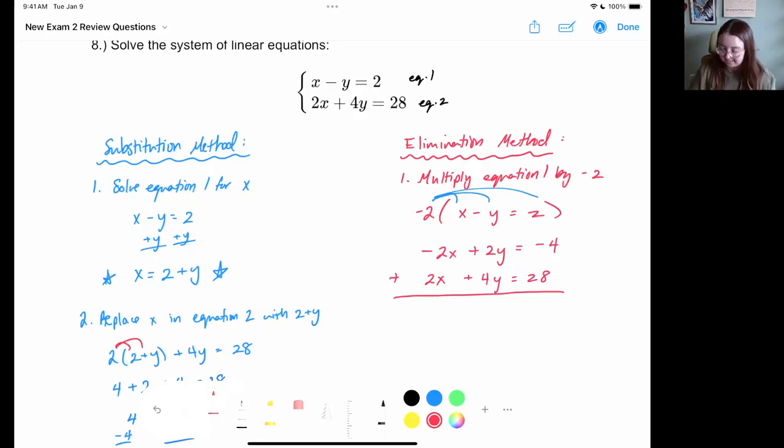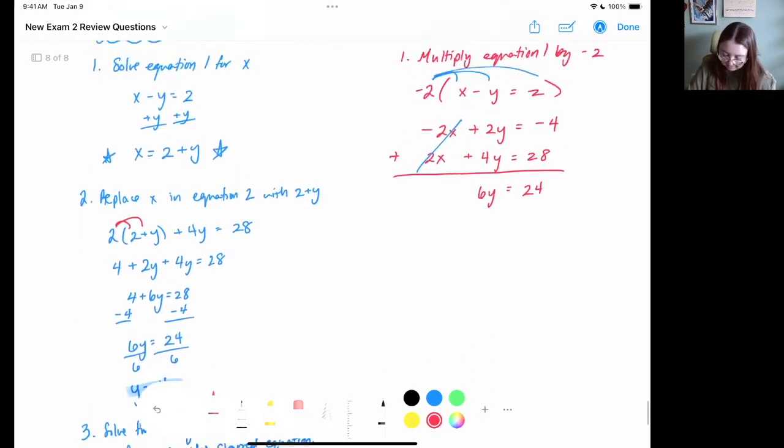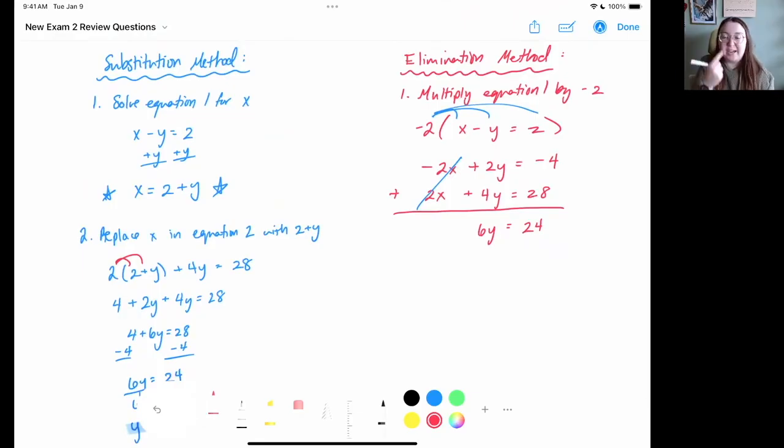So we're going to go ahead and add these together. Negative 2x and 2x will cancel each other out because they're being added. Then we have 2y plus 4y is 6y, and negative 4 plus 28 is 24. So we ended up with the same thing as we did earlier. If you had solved for x instead of y, you would have gotten something that looked a little bit different, but your answer should be the same either way. We divide by 6 on both sides, and we get y is equal to positive 4. Step 2 was to add them together.